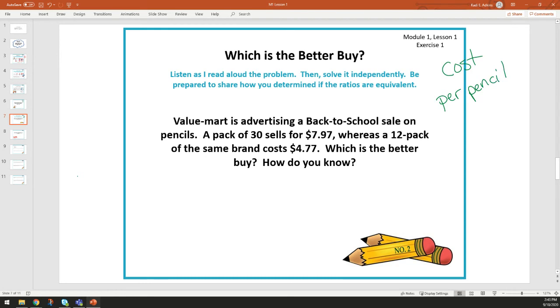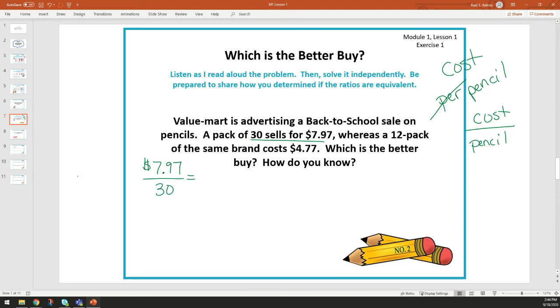Now, if you remember in the very beginning of the video, I told you, I tell my students, anytime I see that word per, I slash it out, and that tells me exactly what I need to know about my numerator and denominator. So now I can rewrite this fraction as my cost per pencil. So now I definitely know how much my cost is and how many pencils are in the boxes. So I know how I need to set up my fractions in order to find my unit rate or my cost per one pencil. So with my pack of 30, it sold for $7.97.